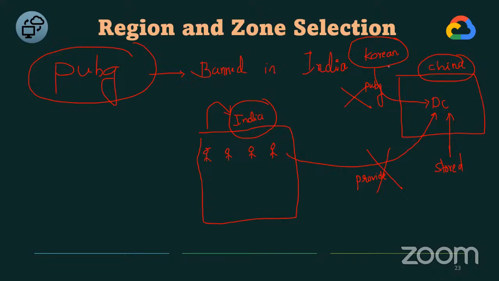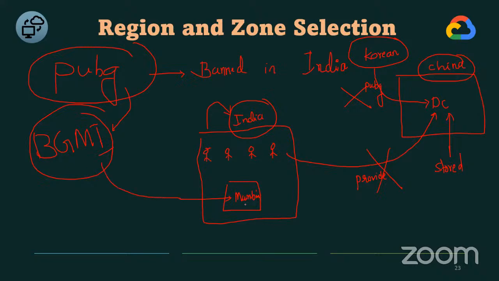Because the Korean company is getting a very huge loss after the Indian government banned it. They are at a huge loss because they deployed it in China's data center, and Indian users are not using it. So what they have done is create BGMI, Battlegrounds Mobile India, the same application with a different name, and now they have deployed it in a Mumbai data center. In Mumbai, there is one data center.